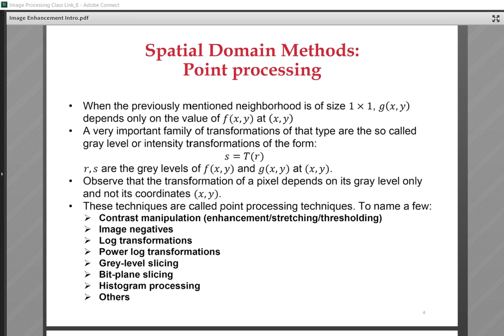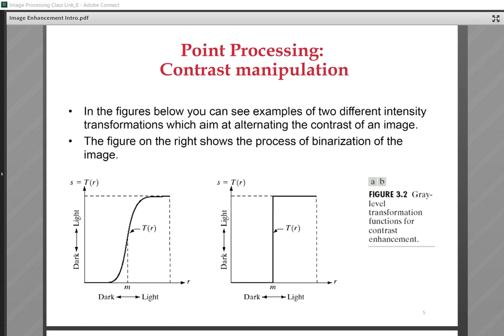These techniques are called point processing techniques. The gray level of each point is, for example, degraded or enhanced. To name a few: contrast manipulation, handling the contrast of an image, or enhancing, stretching, thresholding. Or image negatives, or log transformations.